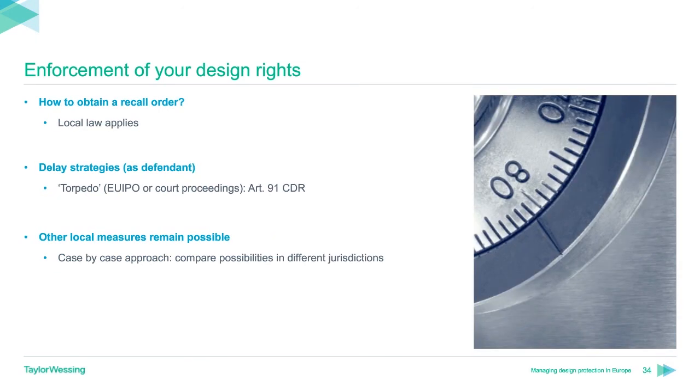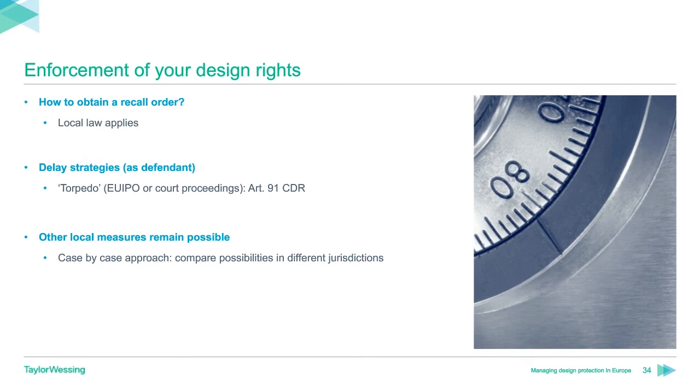In case you are facing a design right infringement claim, or you have the idea that there is a threat that, for example, a competitor will launch infringement proceedings against you, a good delay strategy can be to file an application for invalidity at the EU IPO, the so-called torpedo, which Tom already shortly addressed.